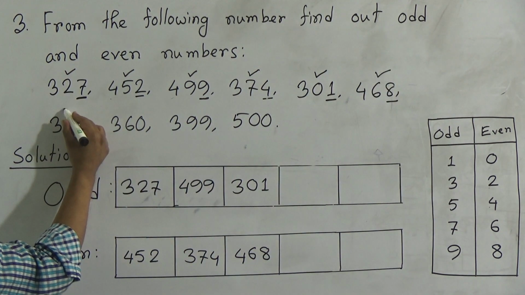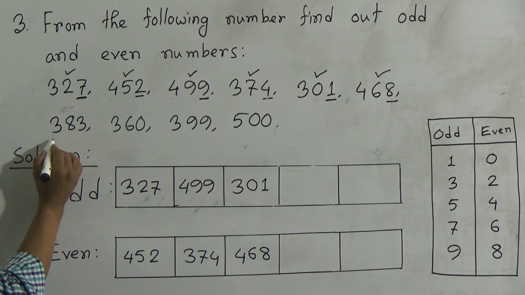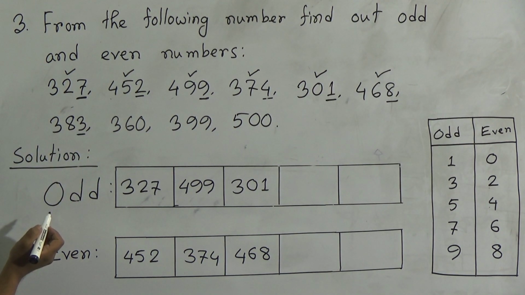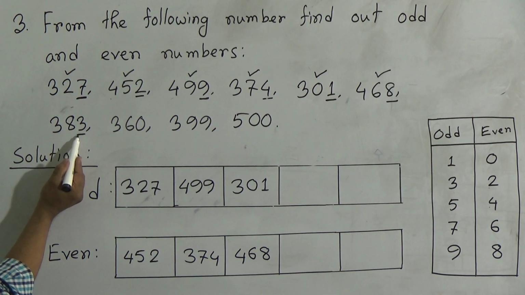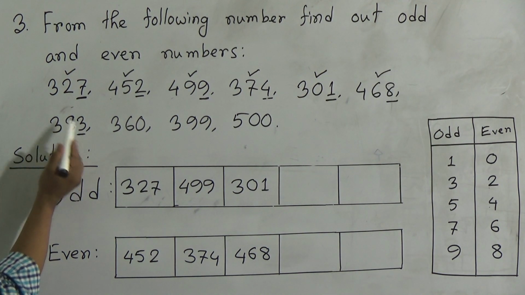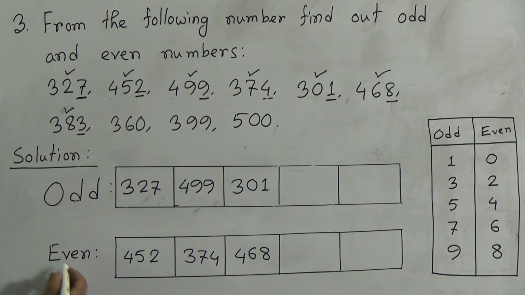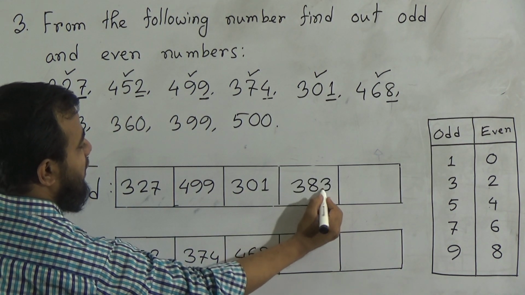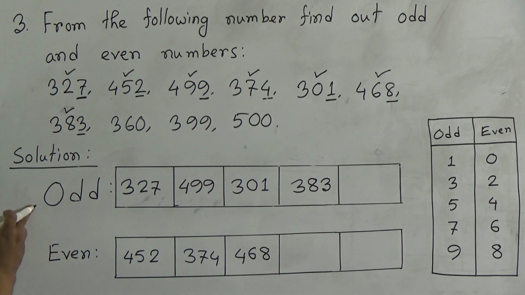Now the seventh one is 383. We find 3 in the ones position, and we know that when we find 3 in the ones position, that number will be an odd number. So 383 will be our odd number. We should write down 383 as an odd number.